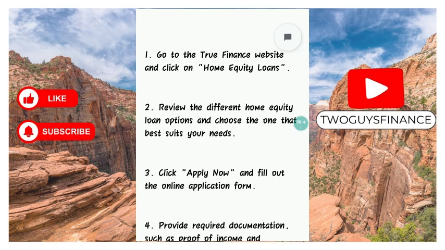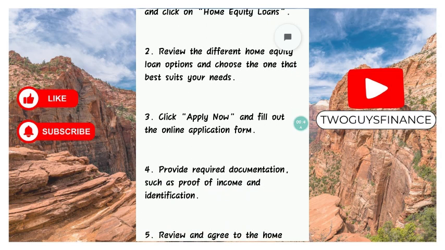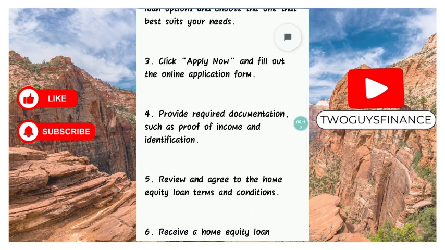Now on that form you're gonna need to provide the required documentation such as proof of income as well as identification. But once that's all done, just review and agree to the home equity loan terms and conditions, but make sure you read that carefully so you have a good understanding of what that's all about.